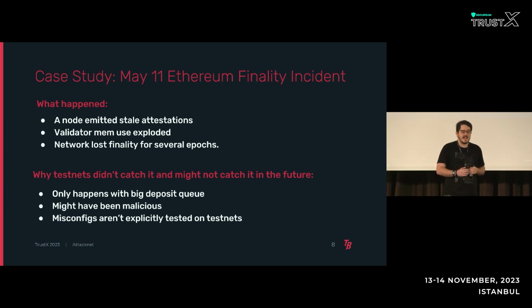One of the issues why they didn't catch it is because it required a large deposit queue. This issue just didn't show up if you didn't have a large deposit queue. There wasn't enough load on the network. Something else is this might have been a malicious attack. We didn't really have any way to verify whether this would be a malicious attack or not until we could actually figure out why one of these nodes was emitting stale attestations. And the last thing is, this could have been a misconfiguration. And misconfigurations aren't necessarily explicitly tested on testnets. You don't know what the misconfigurations are going to be ahead of time. You could think of some, but there's probably going to be some unknown unknowns in there, especially as the network evolves over time.